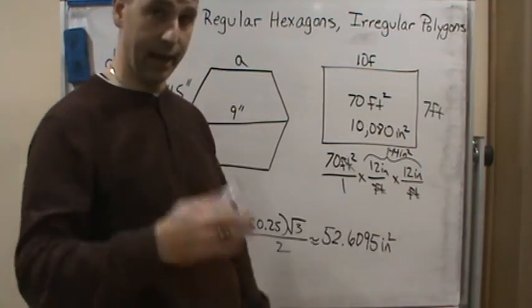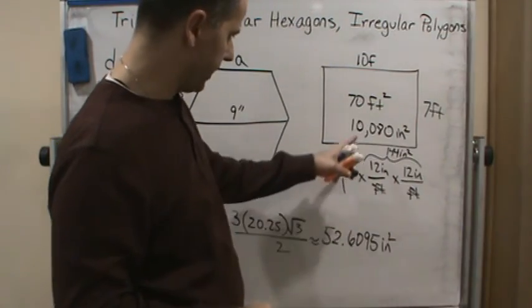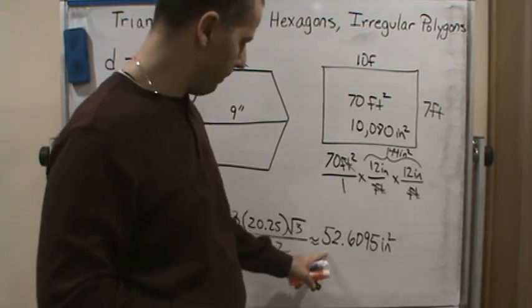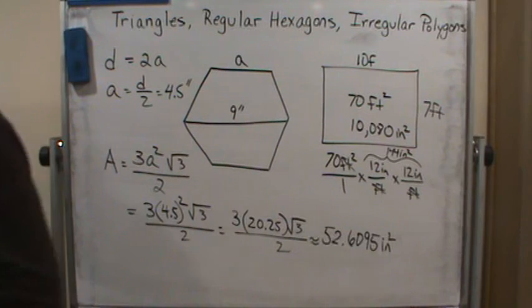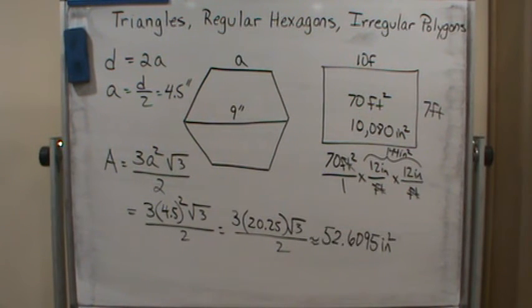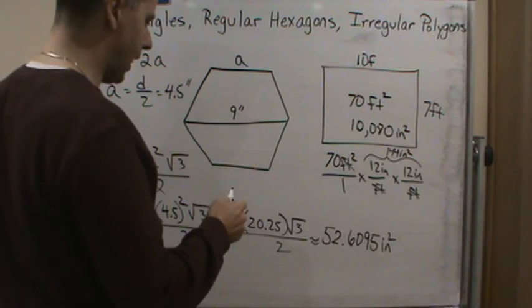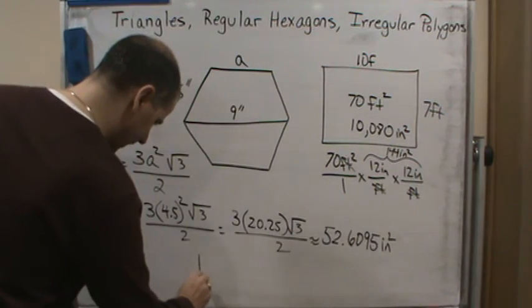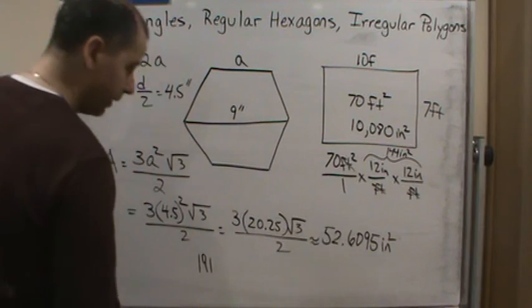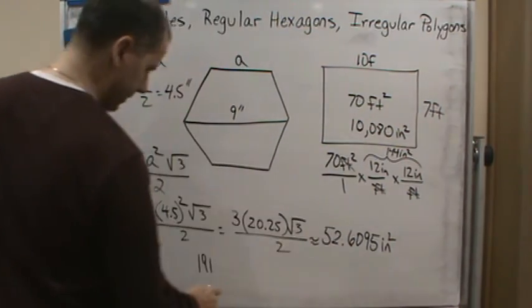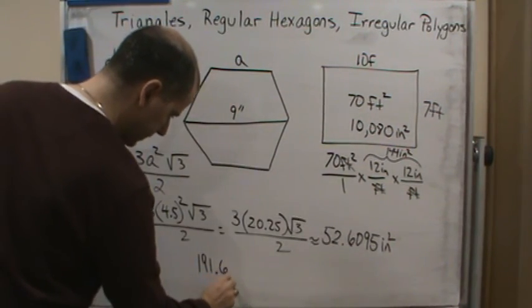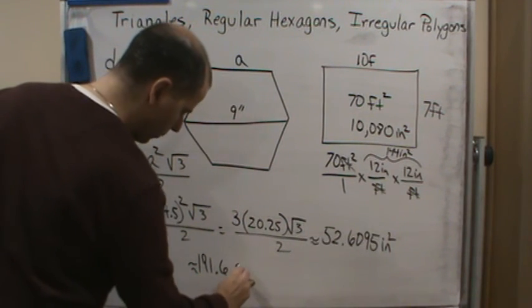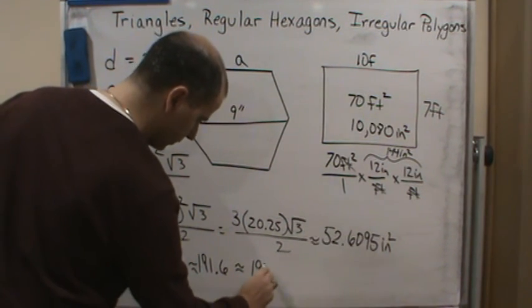Now we can divide and we've got our answer. So all you have to do is take 10,080 divided by this number, and how many tiles do we get? We get 191.6 approximately. So we get approximately 191.6 tiles when we divide this by this. So I would round that to 192 tiles.